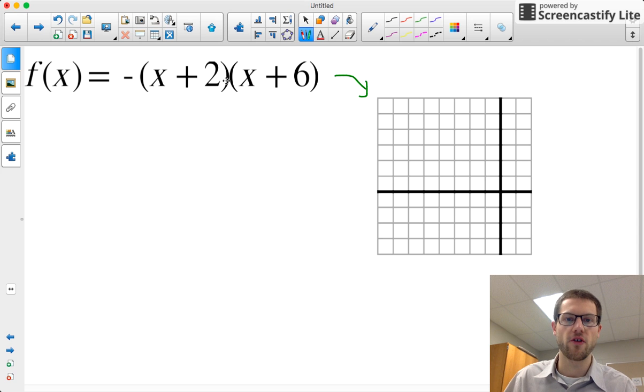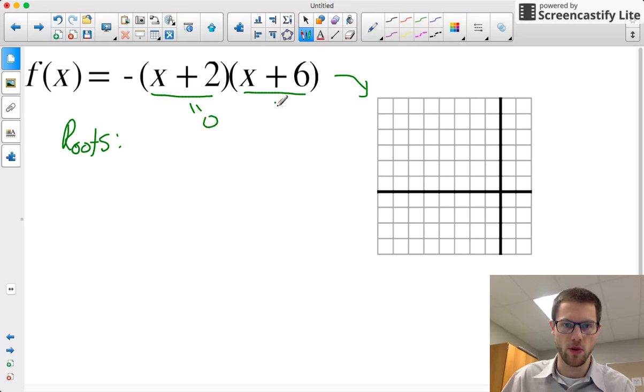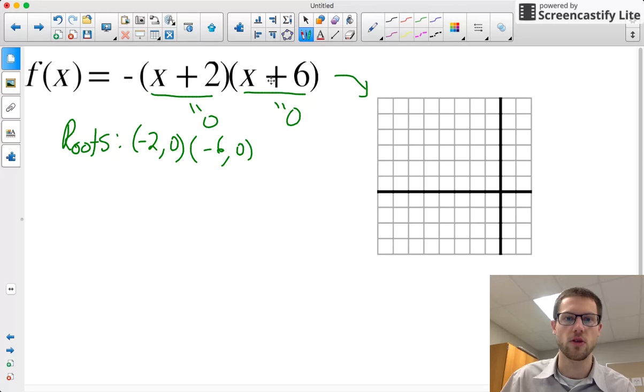So to do that, first, let's establish what our roots are. And the roots, we want to take each factor and set it equal to 0. And we want to think about what x values would make this equal to 0. So, okay, if I have a negative 2 in for x here, this is going to be negative 2 plus 2, that's 0. So I've got (negative 2, 0), and I've got (negative 6, 0). Those are my two roots.